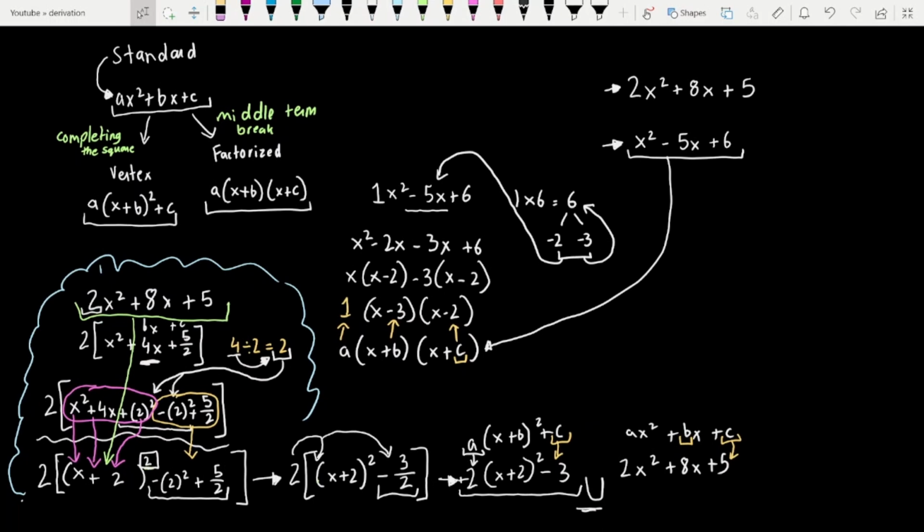Why is this even useful to us? Why did we even convert our standard form quadratic expression into the vertex form or into the factorized form? Well, the vertex form, as the name suggests, basically allows you to find out the vertex really quick, and it allows you to plot your graph really quick.